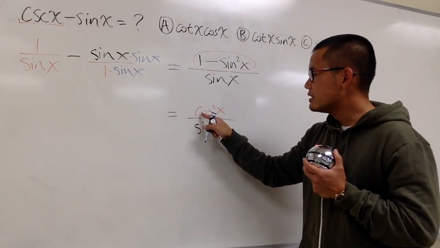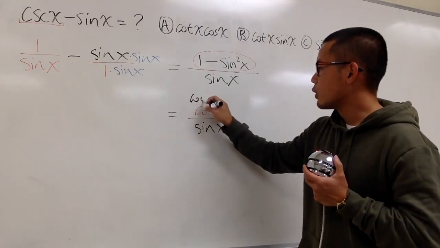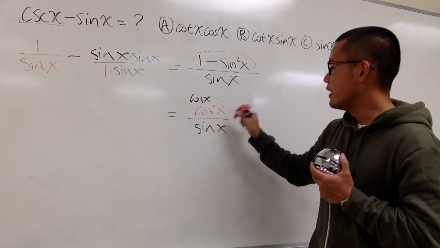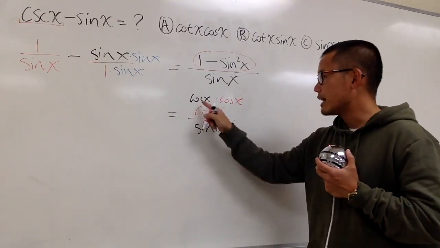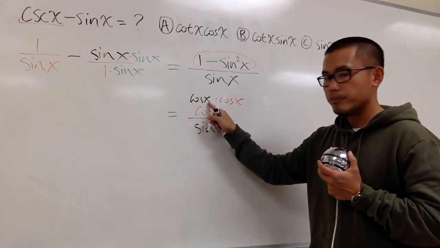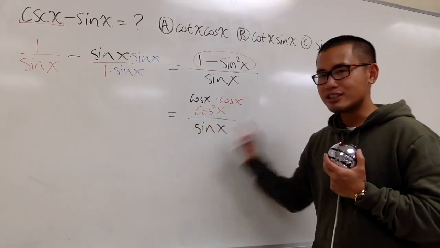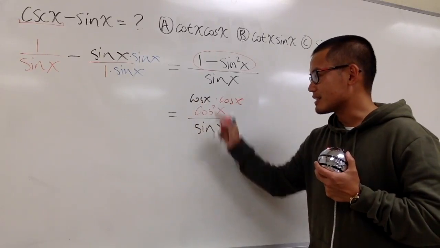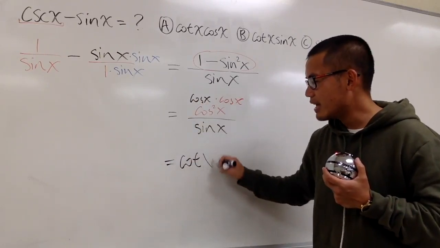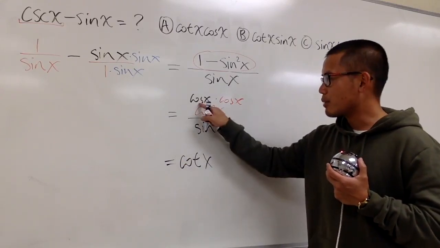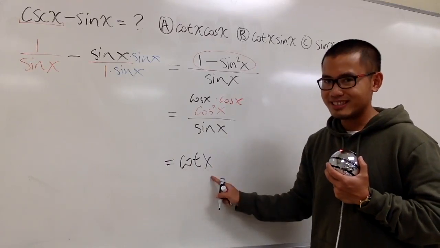Well, we notice that this is cosine squared x, isn't it? This is the same as saying we have cosine x, and then we multiply by another cosine x. Now, we have a cosine x right here over this sine x. What's cosine x over sine x? Cosine x over sine x is the same as cotangent x, okay? So the black part right here, this over that, is cotangent x.